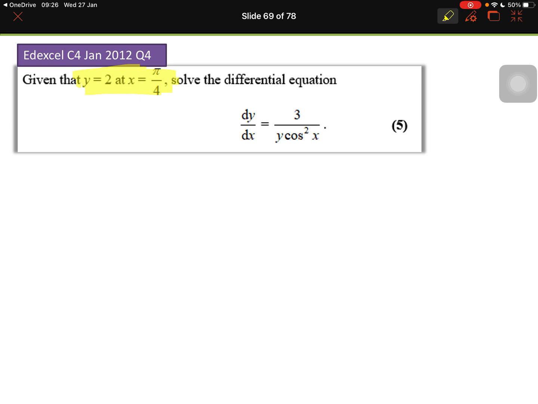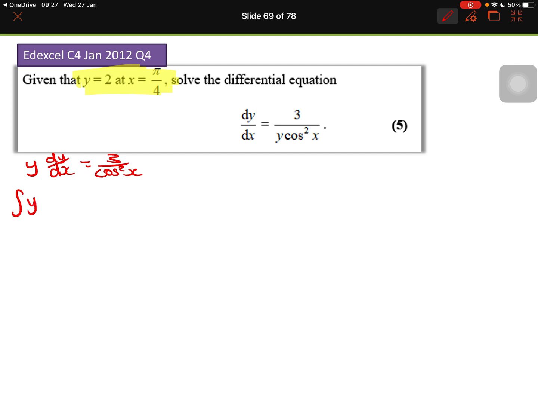Okay, guys, right, let's have a look then. So, very similar setup to the last one in terms of what we're going to have to do at the end. A little bit easier integrating though. So, y's got to be on one side. So we're going to multiply both sides by y. So what we end up with is y dy dx equals 3 over cos squared x. I'm now in the position to integrate.